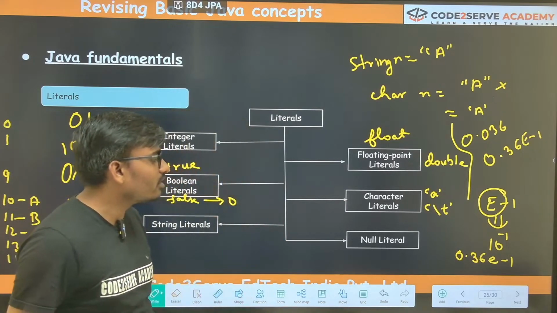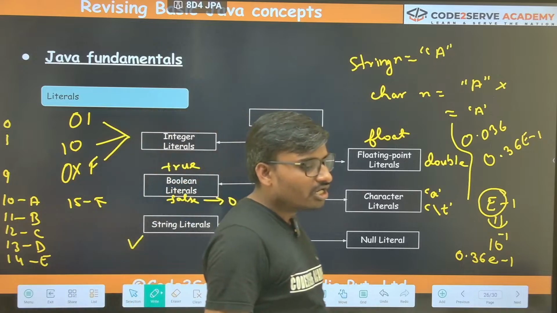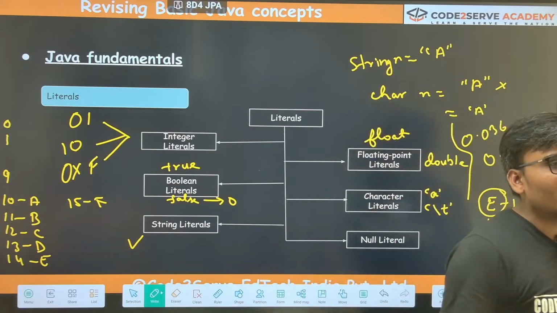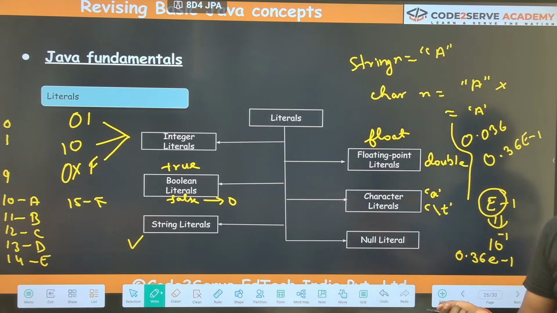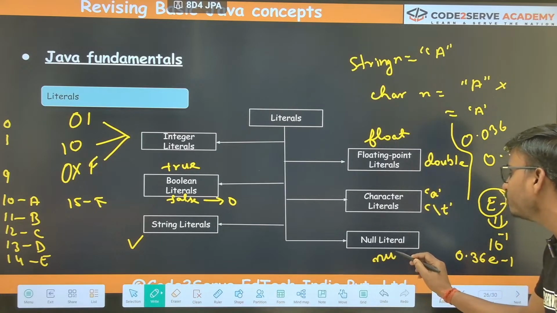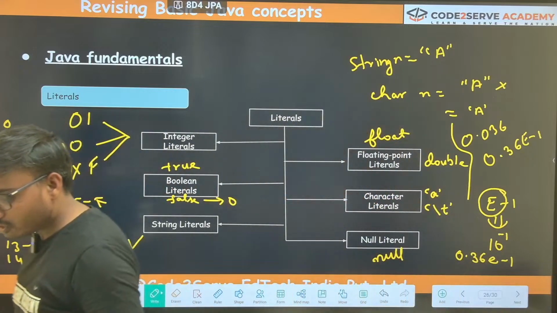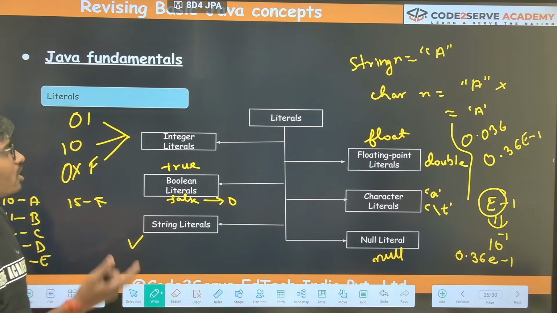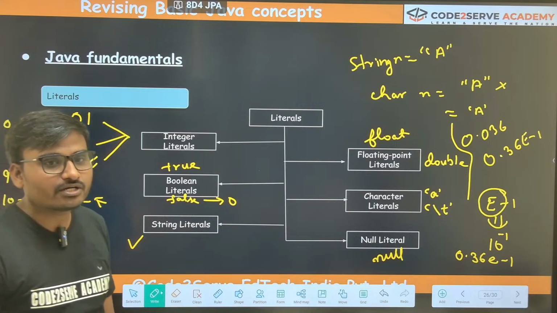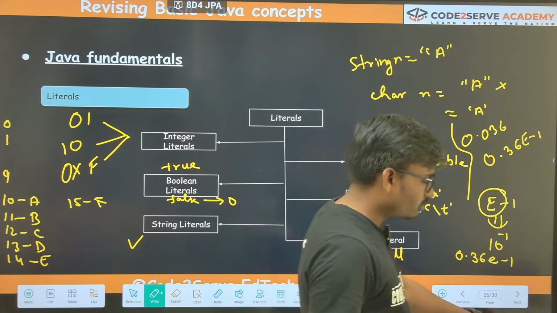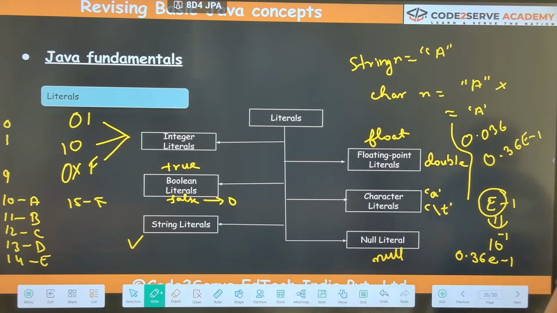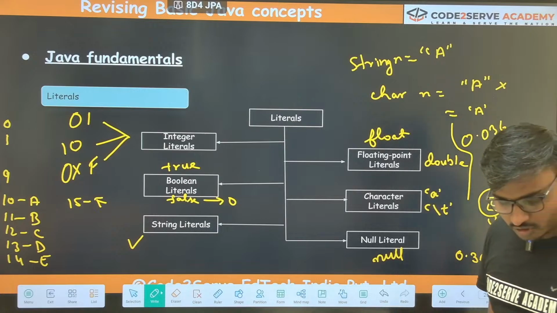The null literal is basically in Java, if we don't want to assign any value, we want to declare it as null, we generally use the keyword null. So this becomes a null keyword, a null value. Almost all the literals we have covered over here. If someone has a doubt you can comment also.